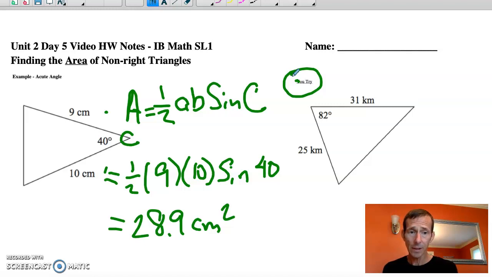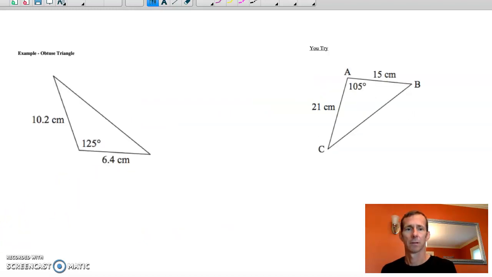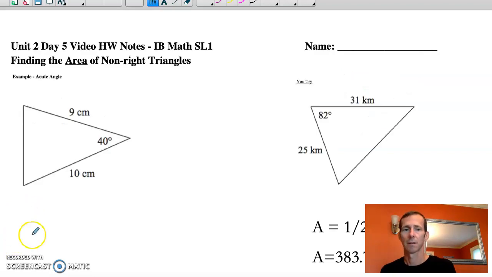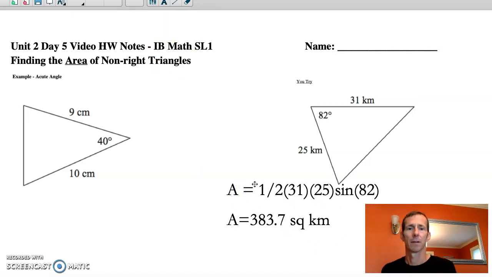So you'll notice that the next thing on your video notes is a try-it-yourself, meaning you're going to try to do this on your own. You're going to pause the video right now, try this on your own, and then we're going to check and see if you did it right. So pause. All right, so you were supposed to have tried that, and you can see the answer down here right over top of my face. If not, I will move it for you. There you go. You should have plugged all that in your calculator and gotten 383.7.